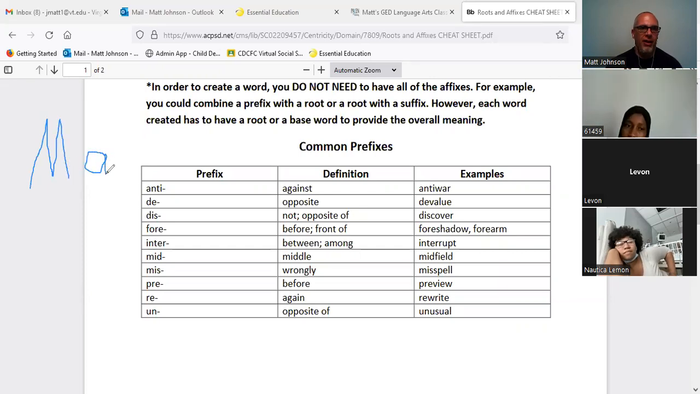Mal, which means bad. Bad or poor, evil sometimes. So Dilda's going to make fun of me. And then there's ben or bene.